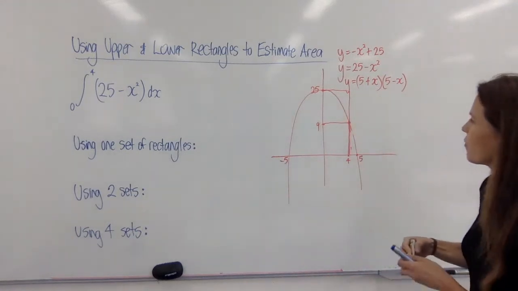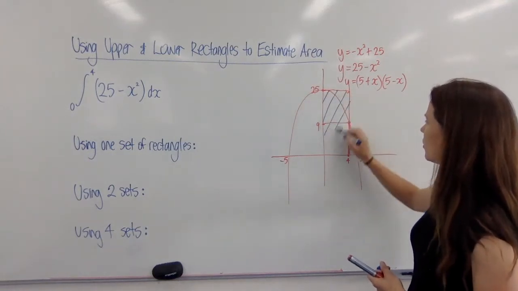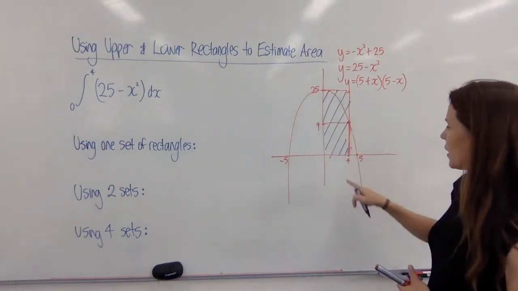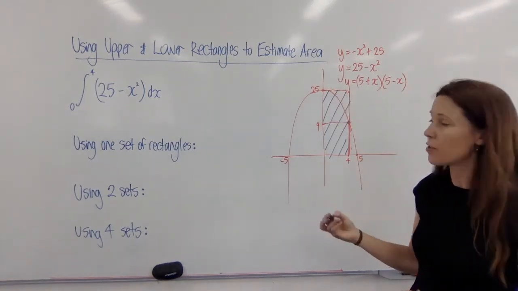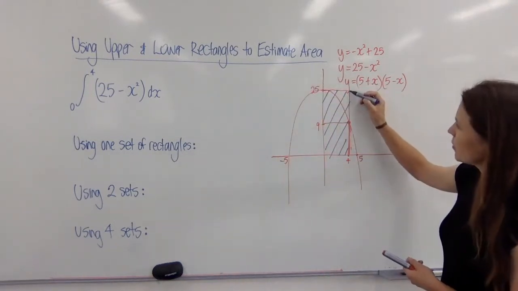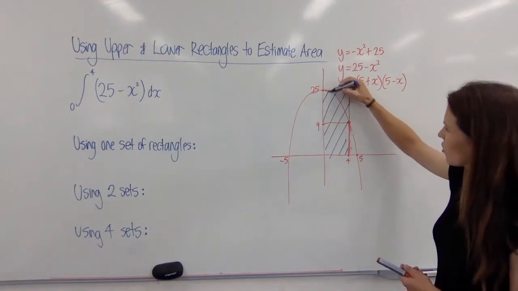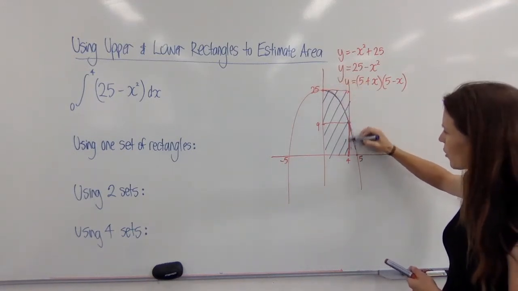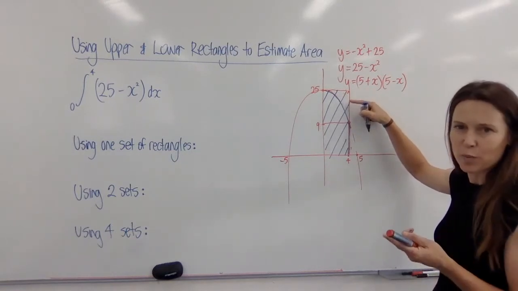Now, can you see that if I find the area of this entire blue rectangle, it will be 4 times 25, base times height. That's 100. So using one set of rectangles, I could say, well, it's somewhere between 100, but that's a little bit too big because I actually just want the area under the curve, don't I? I don't want that whole bit on top there, so 100 is going to be too big.